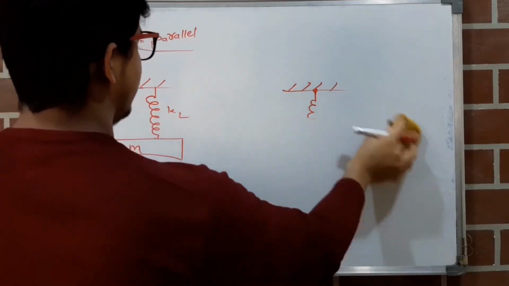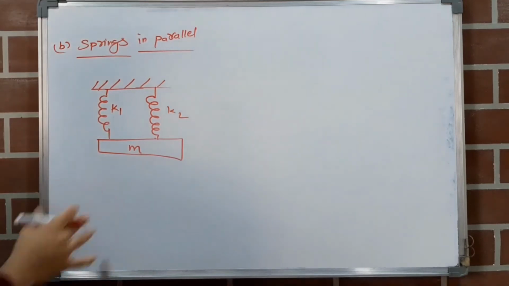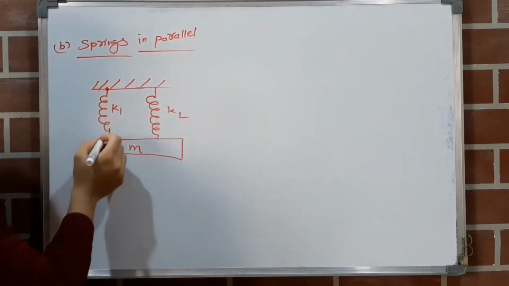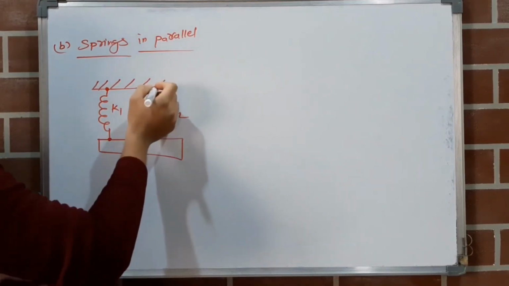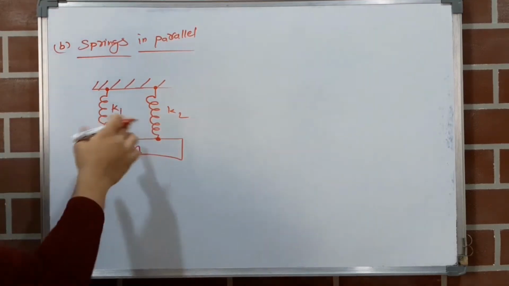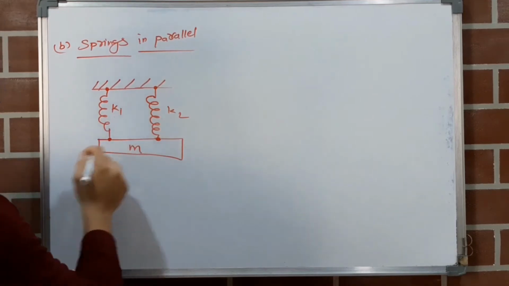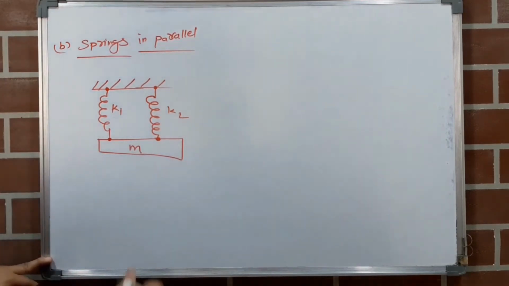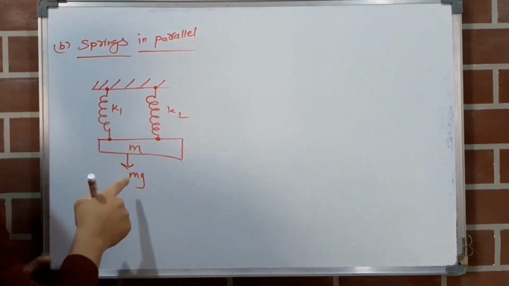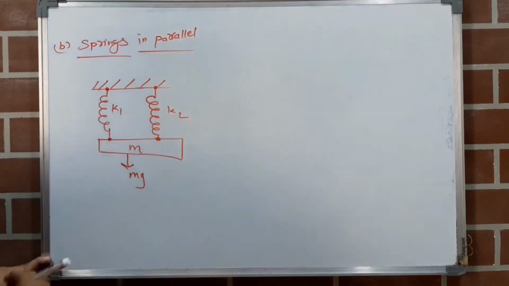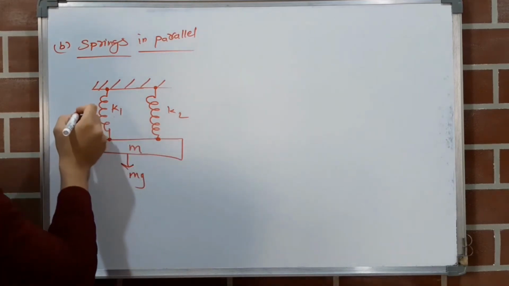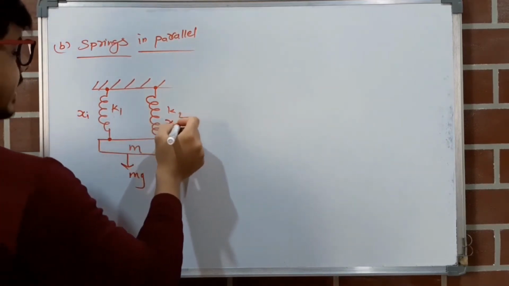Now we will see the parallel combination of springs. This is the parallel combination in which one end of the spring is connected with the fixed end and the other end is connected with the mass. These are the two springs of stiffness K1 and K2, and this is the mass which is loaded. Now there will be a downward weight, that is mg, and due to this downward weight there will be an initial deflection in these two springs, and that deflection will be the same in both. That will be xi, and let's say here also xi.